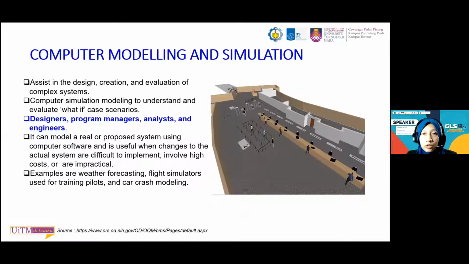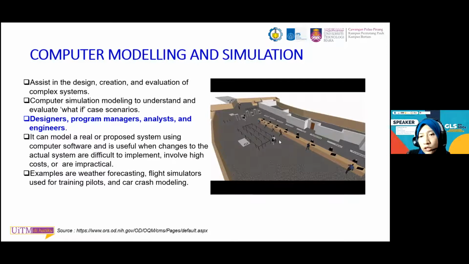Computer modeling and simulation assists in the design, creation, and evaluation of complex systems. So computer simulation modeling is used to understand and evaluate what-if case scenarios. Computer modeling and simulation is mostly applied by designers, program managers, analysts, and also engineers. It can model a real or proposed system using computer software, and it is useful when changes to the actual system are difficult to implement, involve high cost, or are impractical. Examples are weather forecasting, flight simulators used for training pilots, and car crash modeling. As you can see here, this is a simulator for parking, for example.